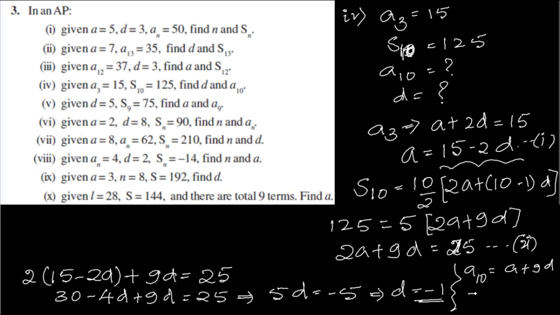The a value is 15 minus 2 times minus 1, so it becomes 17. So the a value is 17. Then 17 minus 9 becomes 8. So 8 will be the 10th term, and the first term is 17. Common difference is negative 1. With this, I'll end this session.